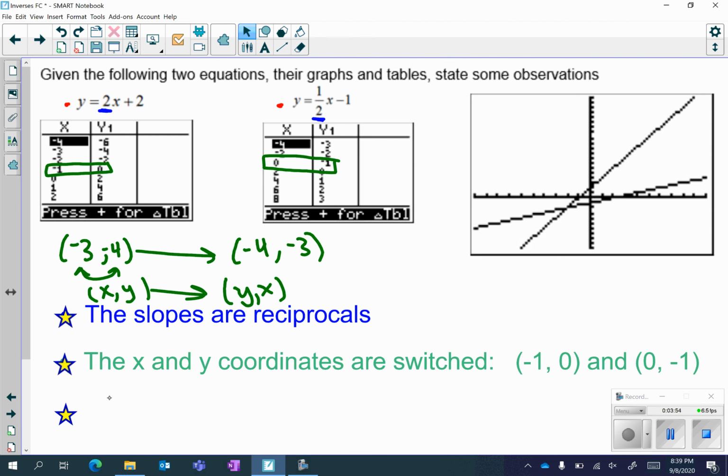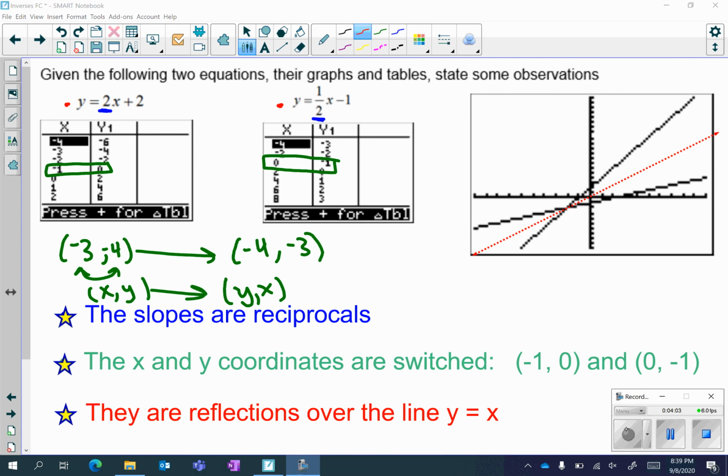And lastly, the third observation is that they are reflections over the line y equals x. So the line y equals x is the diagonal line through the origin. And if you look, the two graphs are perfect reflections over that diagonal line. So if you can't ever figure out if it's an inverse algebraically, you can always check the graph to see if they're reflections of each other. Although it is kind of hard sometimes to see reflections over the line y equals x.